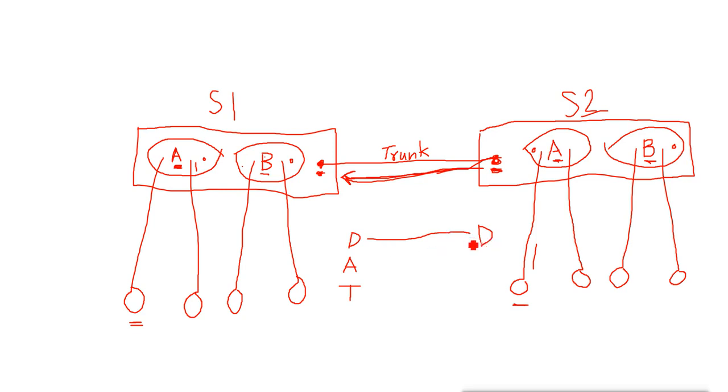Now if both sides are in auto, then what will they do? They will configure themselves as a trunk. Why? Because this port is also desirable and it is sending the request to the other side that I want to do trunk with you. And this side also wants to be trunk and is also sending the request. So when they get the request from each other, they will create trunk. And when we configure them manually or permanently as trunk, they will do the trunk.